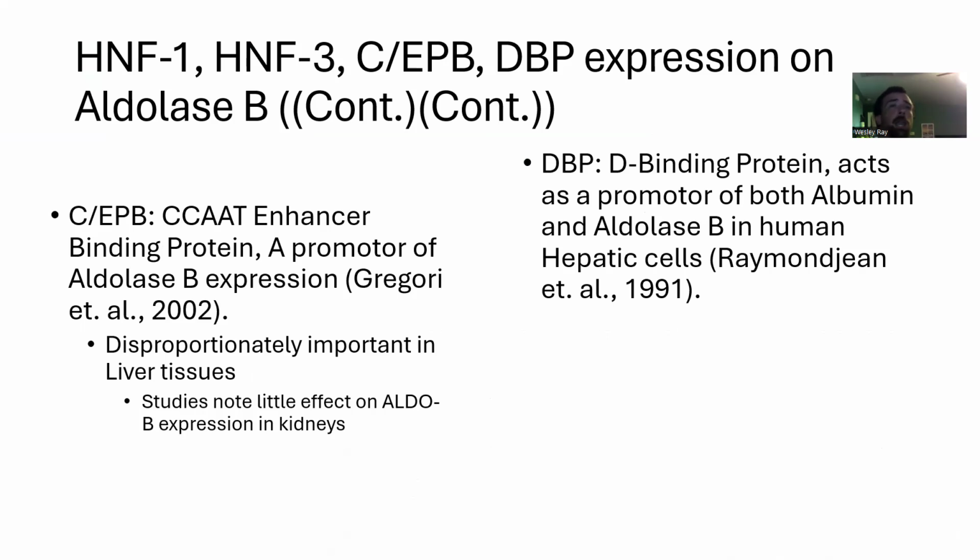C/EBP, that's C-cat enhancer binding protein. This is a promoter of aldolase B expression. Regionally, it is more or less important when looking at liver tissues versus kidney tissues. It's most important in liver tissues. It is less important in kidney tissues. I am unclear as to why that is, just to be completely and totally honest with you. But there are patterns of expression that you're going to see more of this being expressed in hepatocyte tissues more than you're going to see them in kidney tissues.